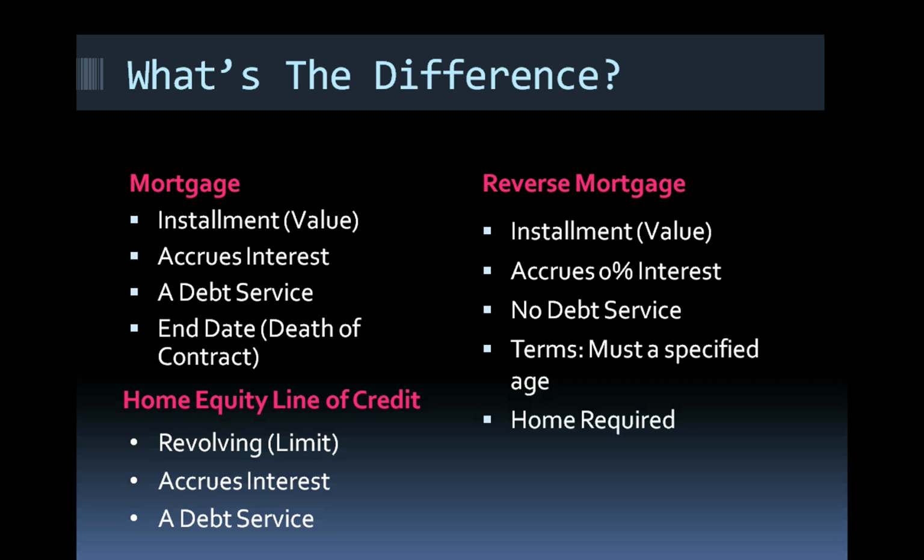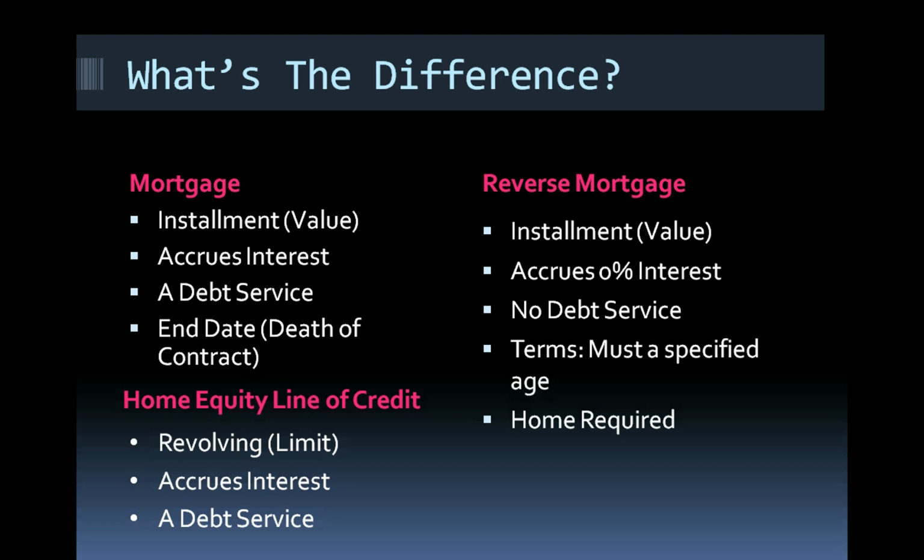Now, the next one is going to be home equity line of credit. That one is going to be a revolving loan, and it's going to have a limit similar to a credit card, and it's going to accrue interest, and there is going to be a debt service. One of the major things about this is it does require a home.